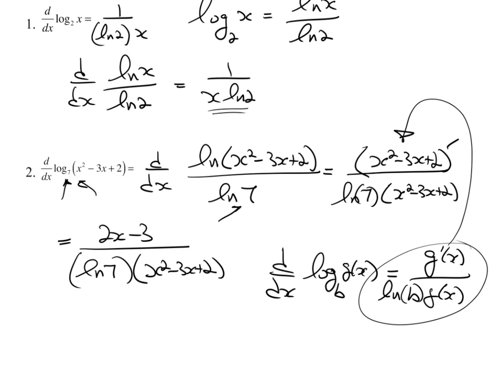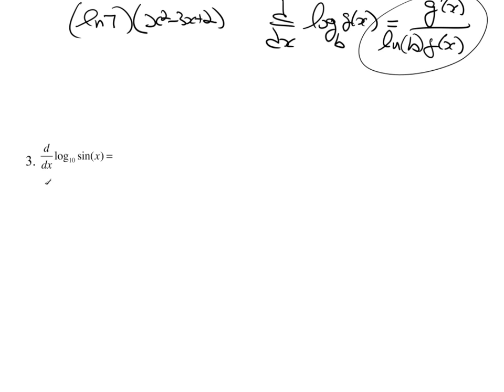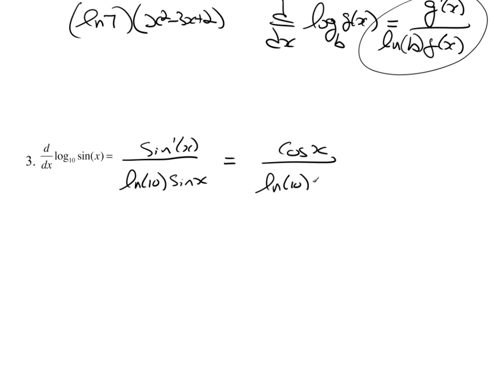So let's go ahead and take a look at another example here. I need the derivative of log base 10 of sine x. Well, that's going to be equal to the natural log of 10 times sine x with a numerator of sine prime of x, the first derivative of x. So that's going to be cosine of x over the natural log of 10 sine of x. And then that, of course, is cotangent of x over the natural log of 10.